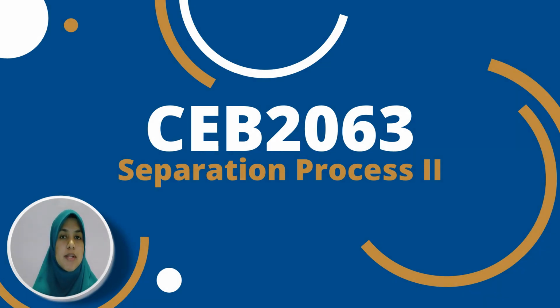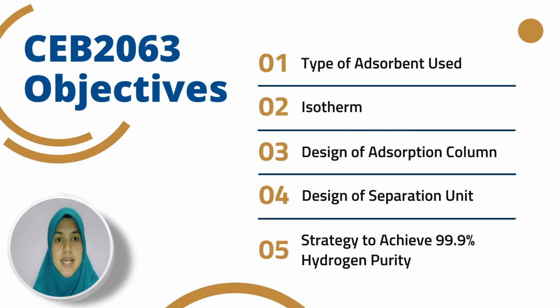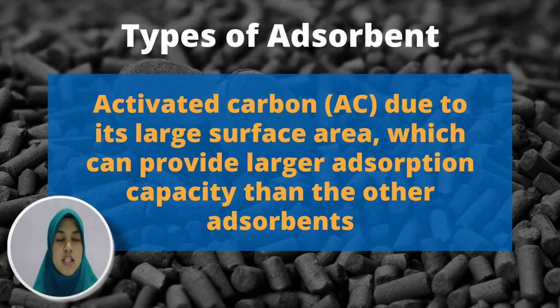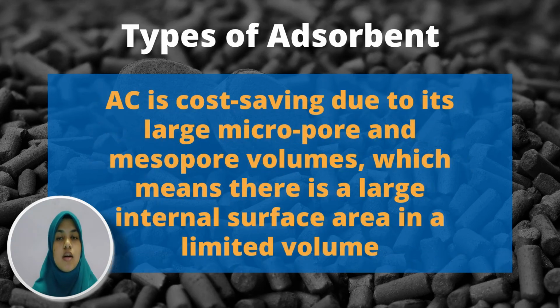Next, we will proceed to the separation process subject. So for this subject, I will cover the type of adsorbent used, isotherm, design of adsorption column, design of separation unit, and also strategy to achieve 99.9% hydrogen purity. So for the first one, the type of adsorbent we use is activated carbon or AC due to its large surface area which can provide larger adsorption capacity than the other adsorbents. AC is also cost saving due to its large micropore and mesopore volumes, which means there is a large internal surface area in a limited volume.